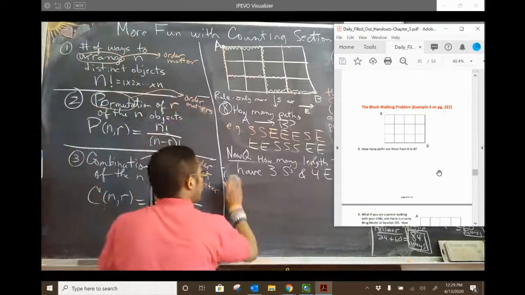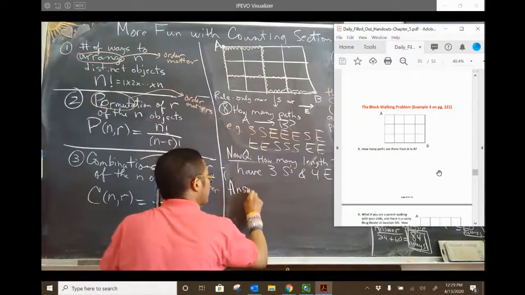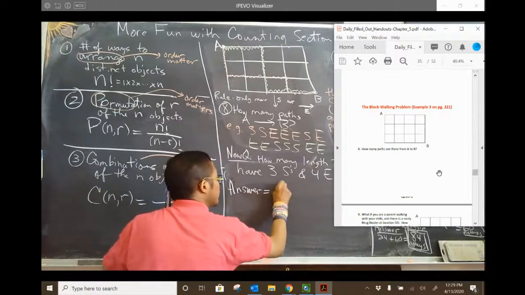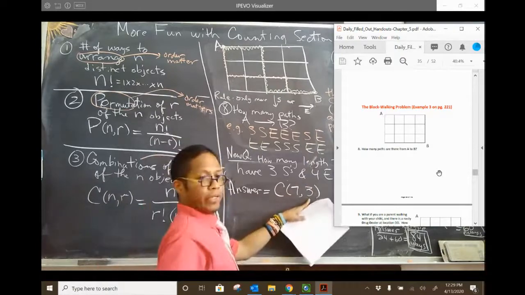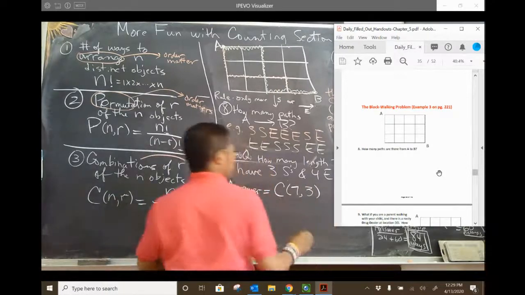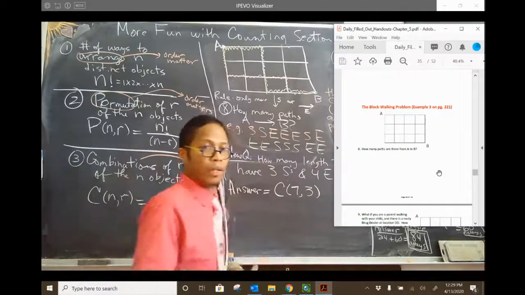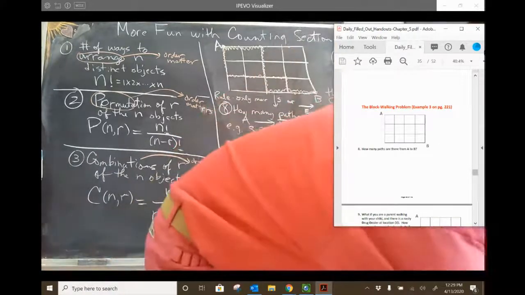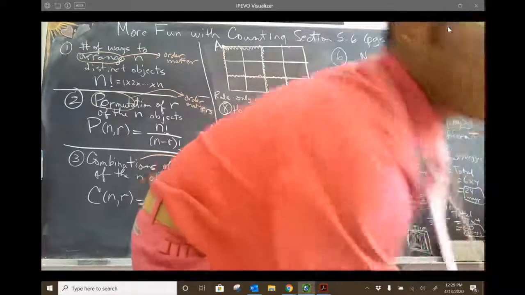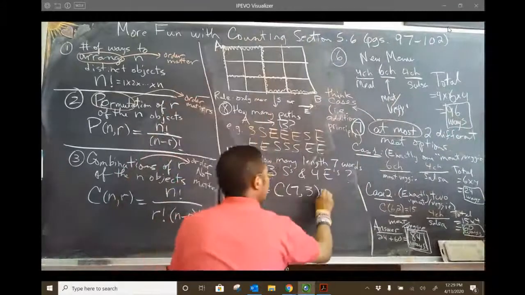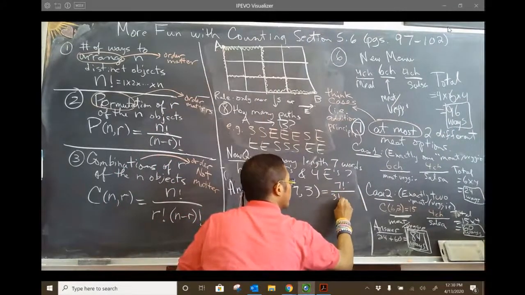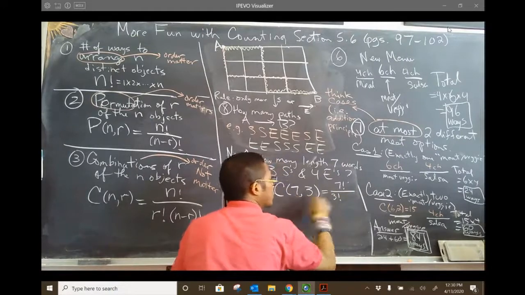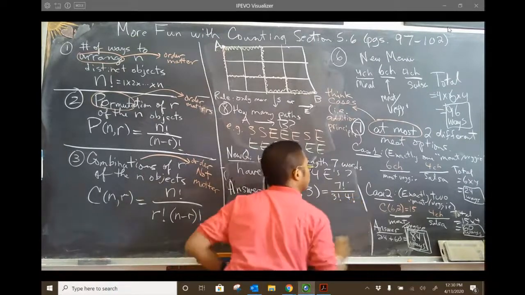So the answer is C(7,3). I like just the smaller number anyways, even though it's going to give us the same answer. C(7,3) is 7 factorial divided by 3 factorial times 7 minus 3, which is 4 factorial.